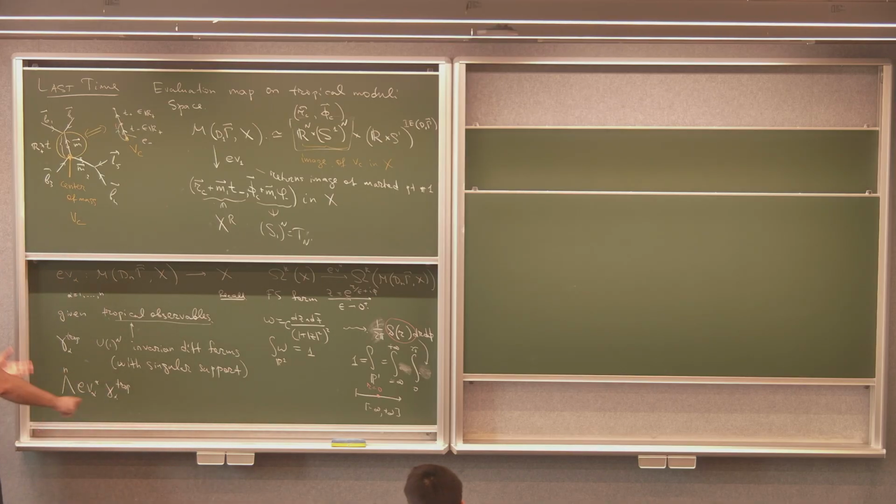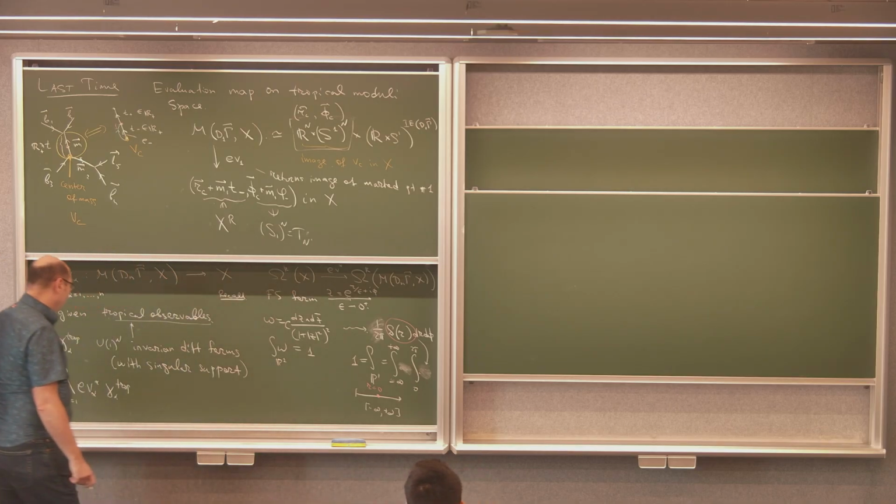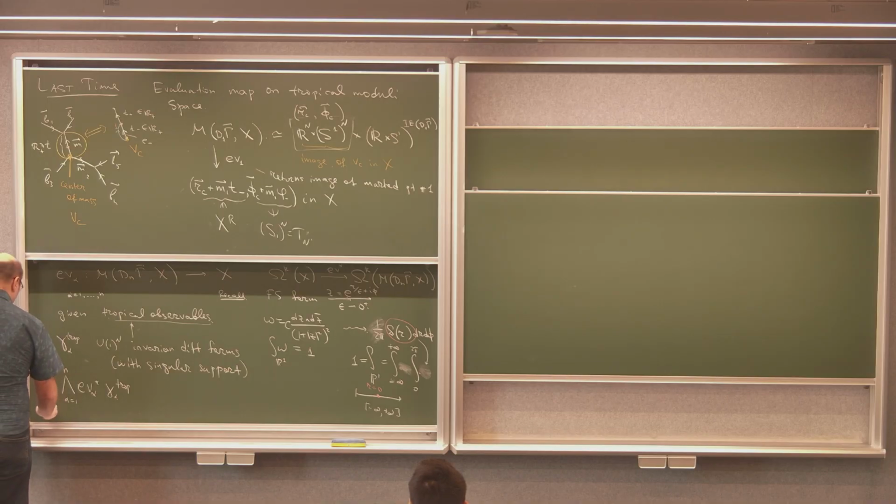We get some form of degree, which is the sum of the degrees of the original observables, on a moduli space, and then we integrate over this moduli space for a fixed type, and then we perform summation over different decorations.